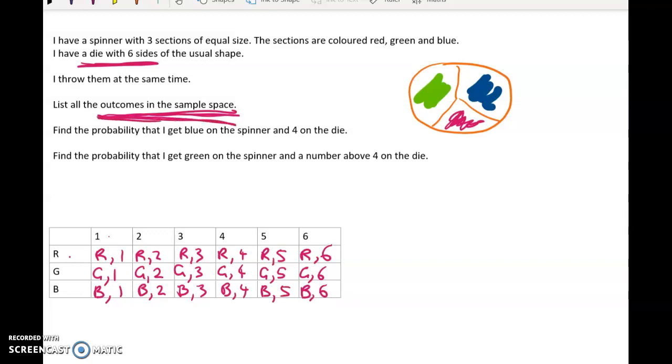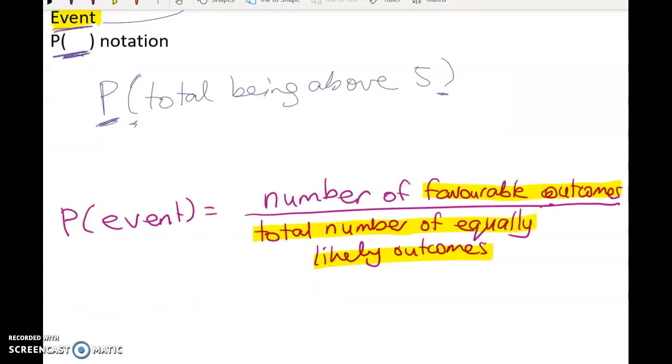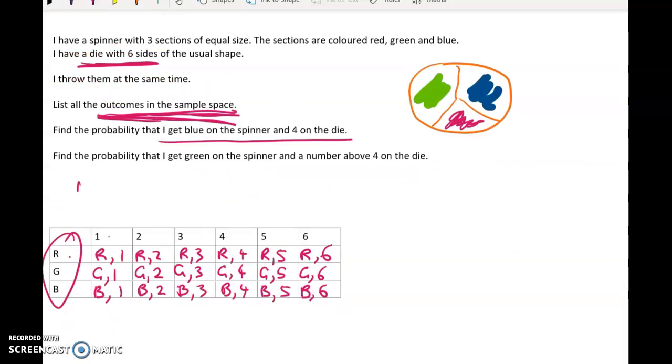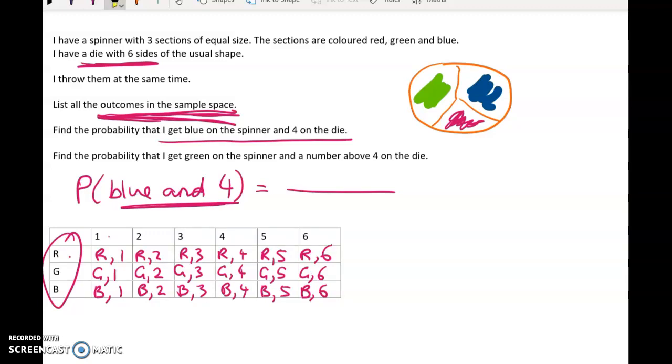And you can see that I've got 18 of them because I've got 3 colours and I've got 6 things on the die. Find the probability that I get blue on the spinner and 4 on the die. So let's go back to this big important formula again. Right, so that's the probability of an event happening. So this time the event is blue and 4. And that's actually, in this case, that event is the same as just one outcome. So blue on the spinner and 4 on the die is just this one here. So it's just 1 out of 18.